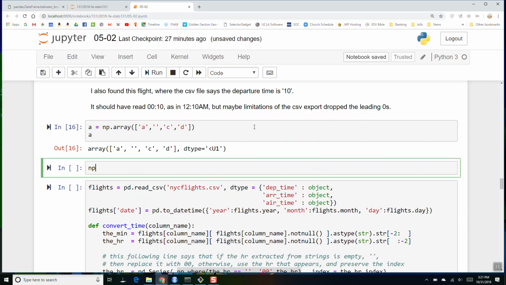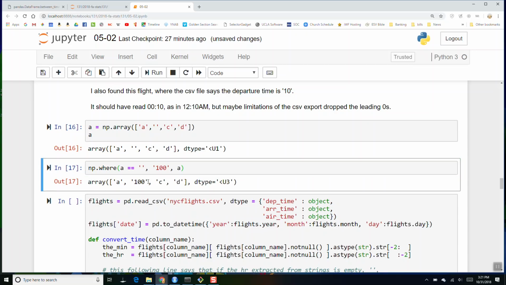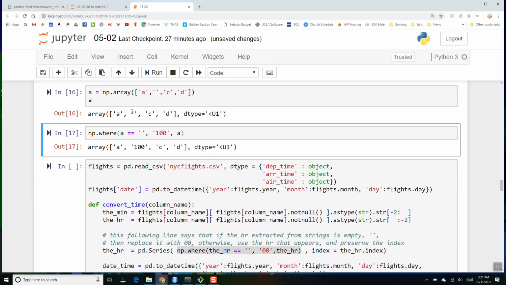And here I can do np.where on A equal to empty string, and we might want to replace that with 100, otherwise put in the value at A. Okay, and this indeed does what we want. So it replaces the empty string with the thing here. Okay, so we have that.